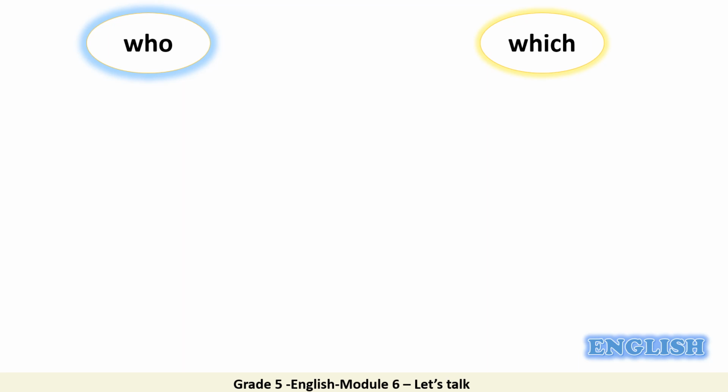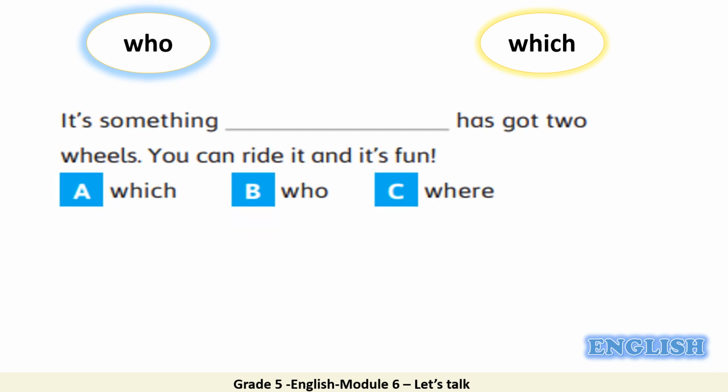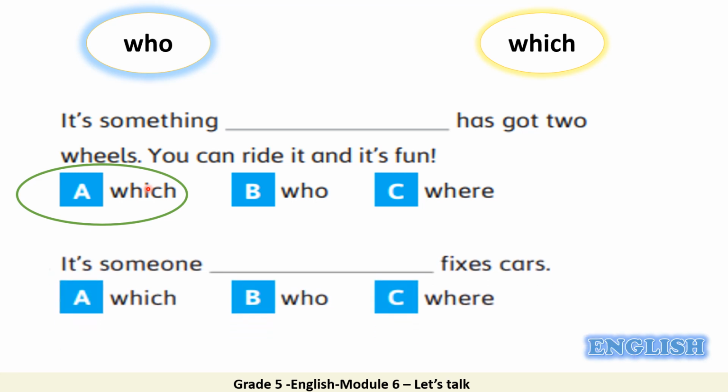Okay, my dear students, it's time for us to practice. Are you ready? Let's go. It's something which has got 2 wheels. You can ride it and it's fun. Great. Which, because it's something. So we choose which. It's someone who fixes cars. Great. It's someone who fixes cars.